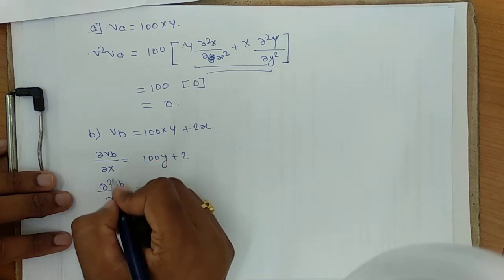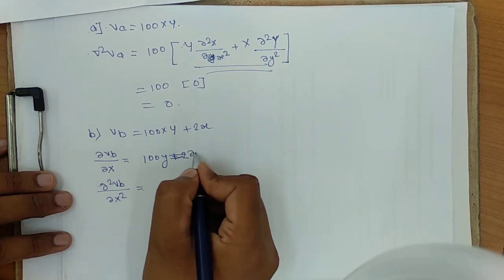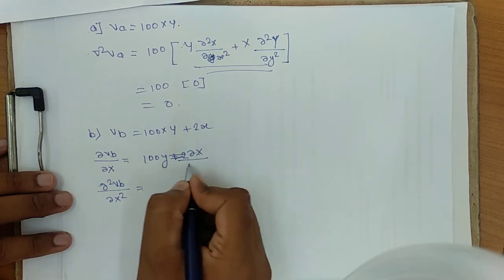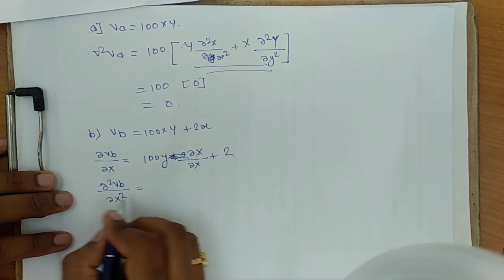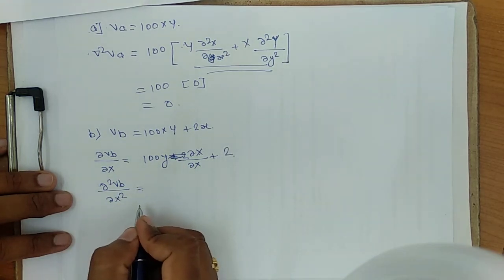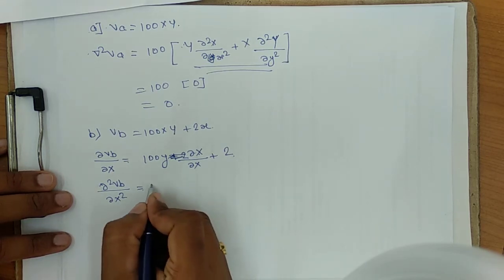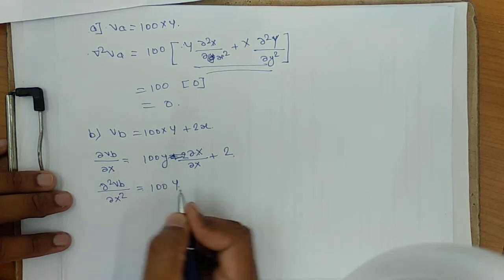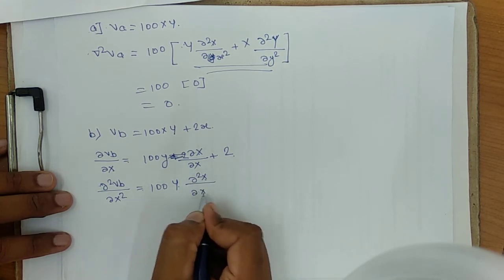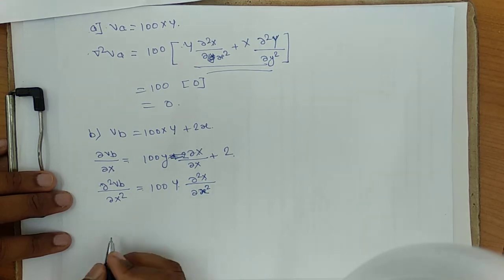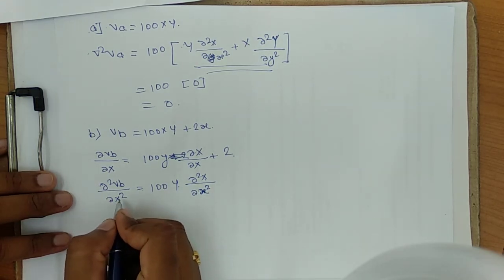With respect to x, it should be ∂/∂x of 100y plus 2. So with respect to x, if you calculate again, it should be 100y ∂²x/∂x², that is ∂²Vb/∂x². That is what we will require here.